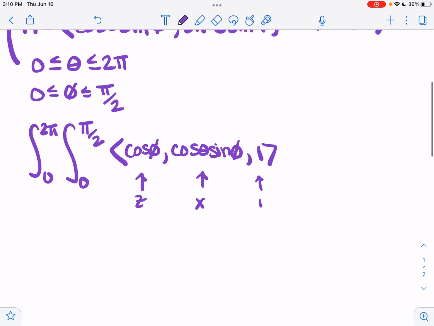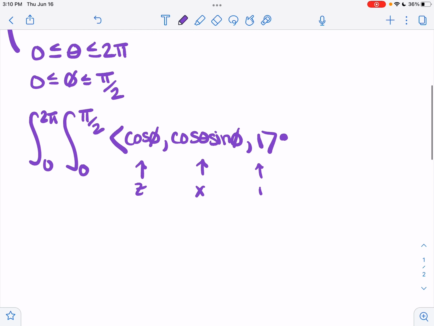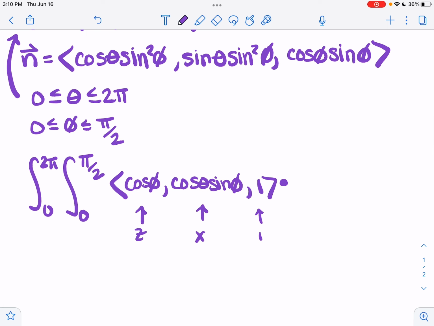For a flux integral, it's not the magnitude of the normal anymore. It's the dot product with the normal. So it's the dot product of that with our normal vector. And then we're going to have our d phi, d theta.